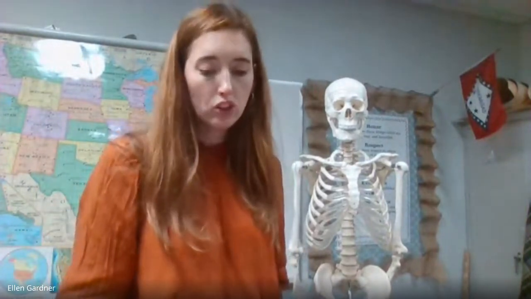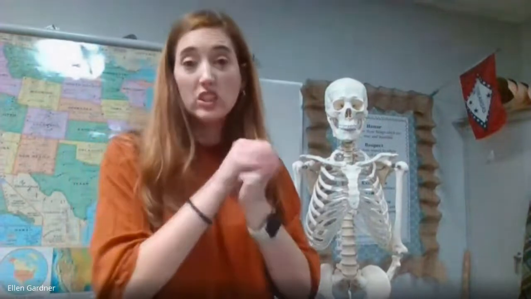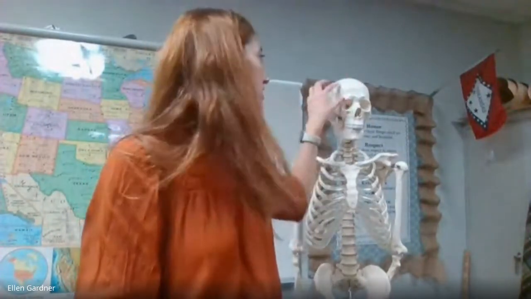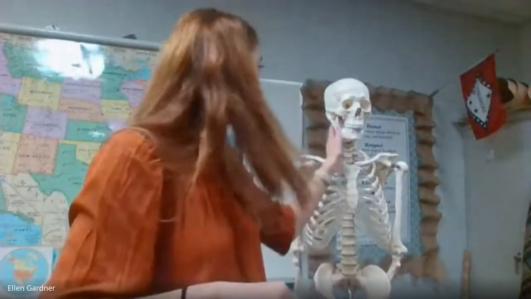Immovable joints are found where bones fit tightly together and movement between the bones is not possible. The 22 bones that make up the skull meet at immovable joints. So you can't move one part of your head from the other, right? Except for the jaw.